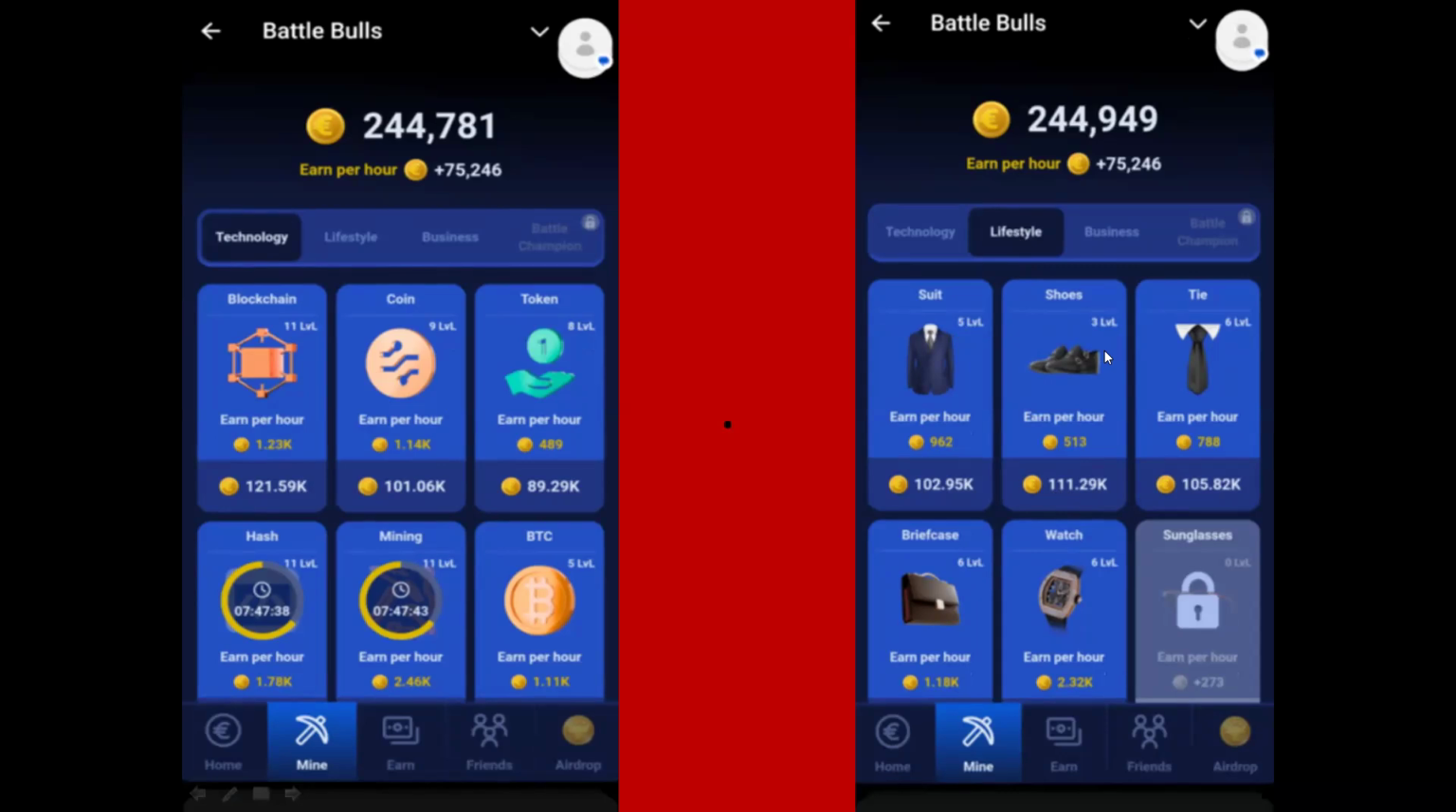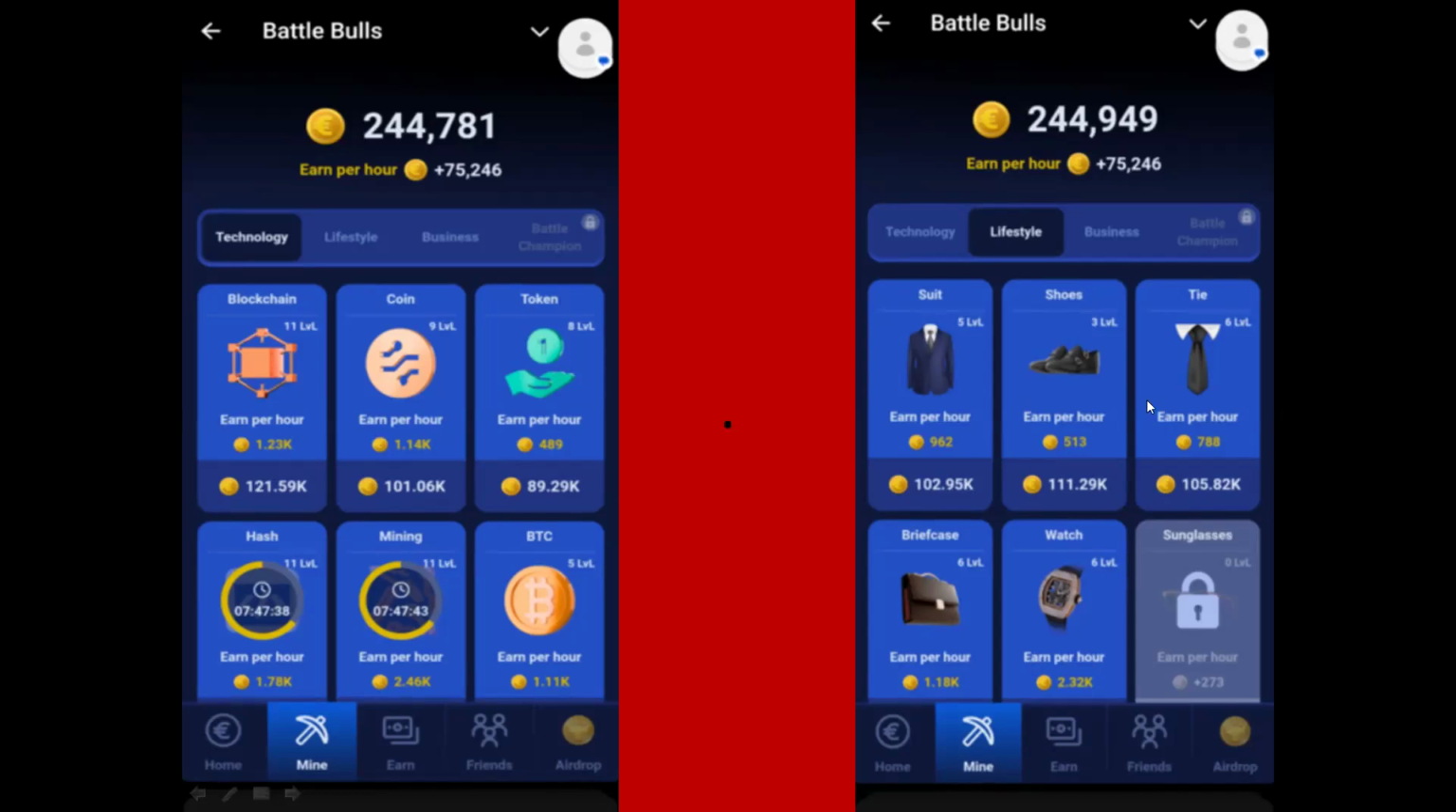The first thing that should attract you to the purchase of a card is the number of coins that you need to spend to purchase the card in question. So if I were you, what I would do is I'll always concentrate myself below here. Look at these prices here. This one will need to spend 121,000 and something. This one will need to spend 101,000. This one will need to spend 89,000. This one will need to spend 102,000, 111,000, 105,000. This one too, the same. If you check their price, you see the same.